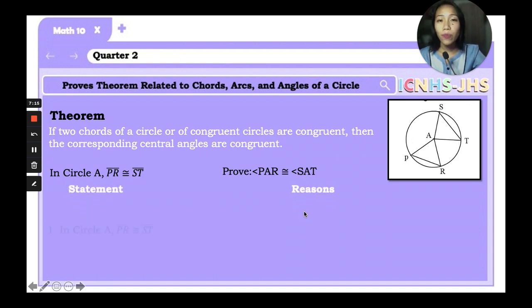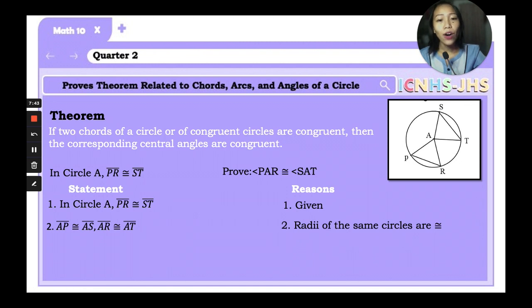Again, using our two-column proof, we need the statement and the reason. And the first statement will be the given. So, that is, in circle A, our segment PR is congruent to segment ST. Again, the reason for that is it is given. Our second statement will be, we know that our AP and AS are congruent, as well as our AR and our AT are congruent. The reason for that will be the radii of the same circles are congruent. That's clear. We know that all radii of the same circle are congruent, or they have the same measure, or they have equal measures.